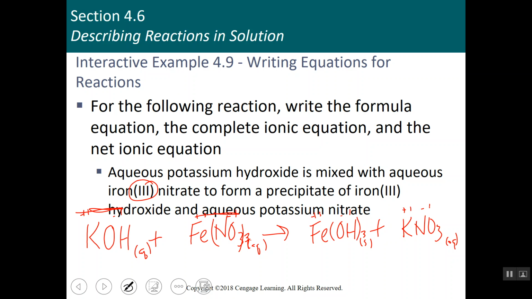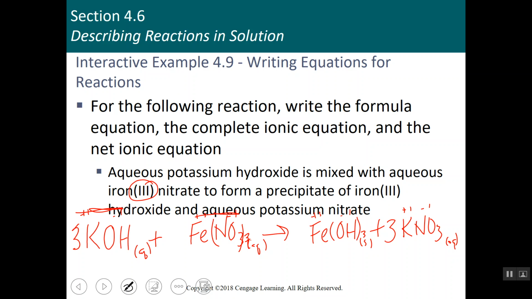So what we need to do is balance like we normally would. 1 potassium, 1 potassium, 1 hydroxide, 3 hydroxides. So we need to put a 3 there. Changes our potassium, but then it balances out our nitrates as well. Okay. Now we need to break apart. So that's our complete equation.